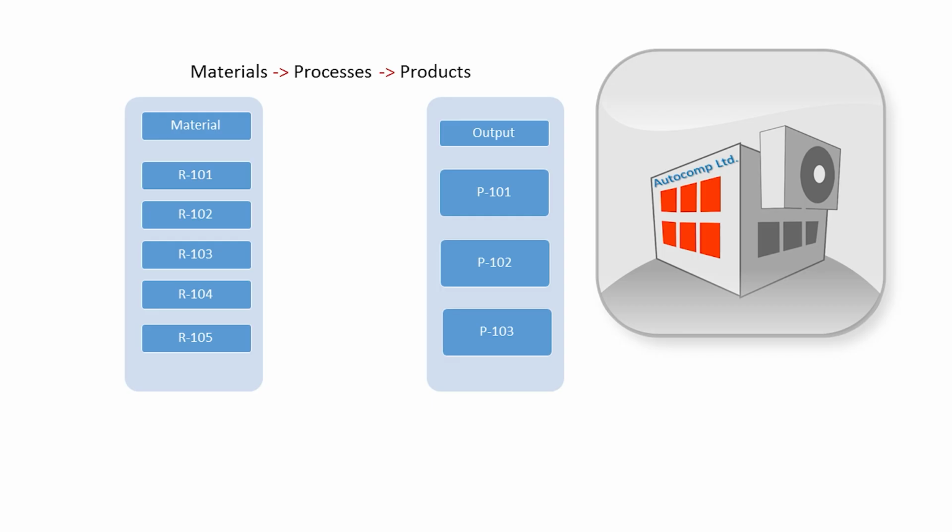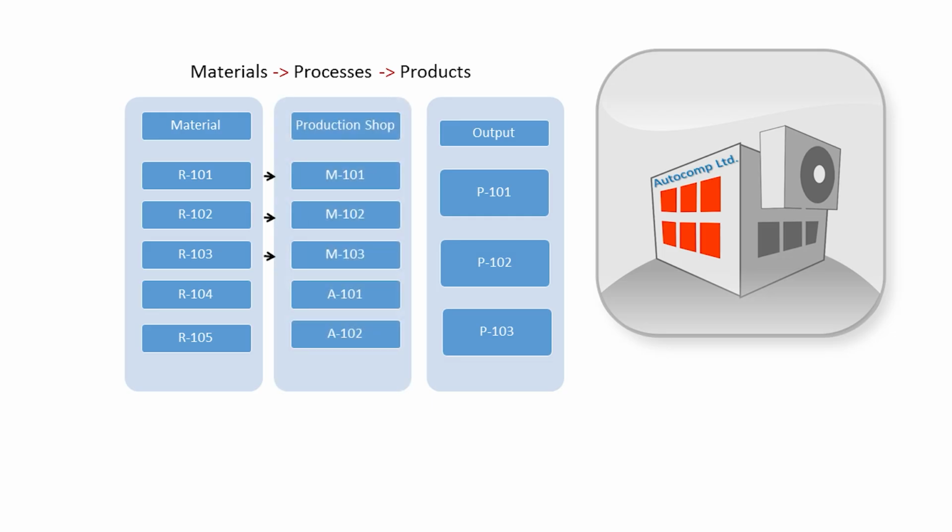The company uses 5 materials and components. The materials and components are named R101 to R105. The material goes through 5 production facilities. Of these 5 facilities, 3 are machine shops. Machine shops are numbered M101 to M103. After processing in the machine shop, the material moves to assembly shops for final assembly. The final product comes out of assembly shops A101 and A102.